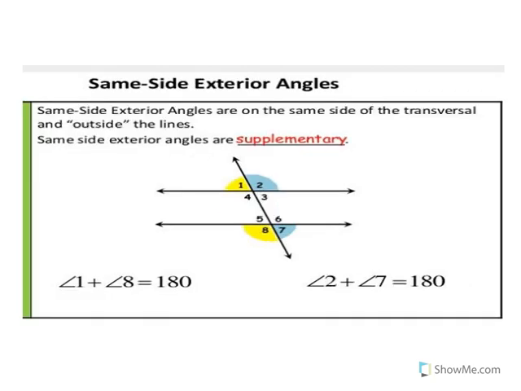Same side exterior angles. Same side exterior angles are on the same side of the transversal but outside of the lines. Same side exterior angles are supplementary. So angle 1 and angle A are same side exterior angles, so the measure is 180 degrees. And angle 2 and angle 7 are same side exterior angles, so the measure of angle 2 plus the measure of angle 7 is equal to 180 degrees.